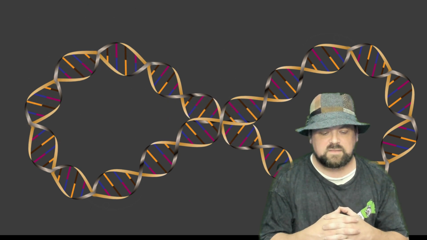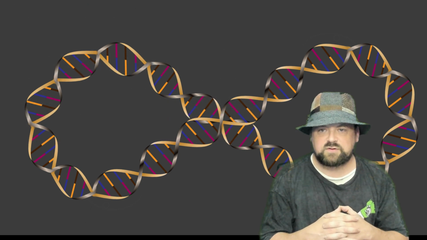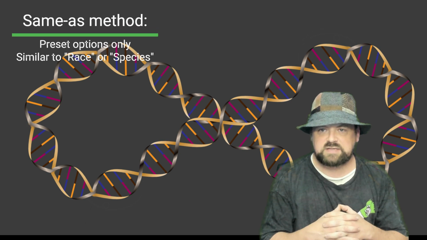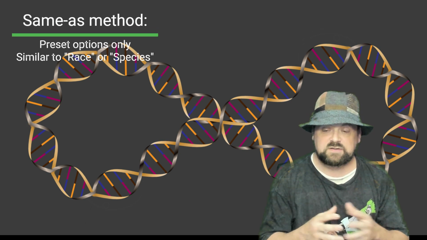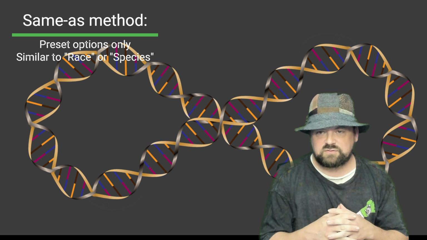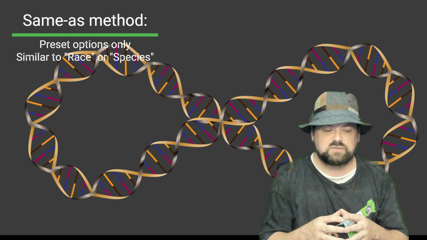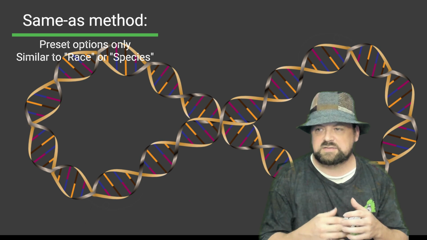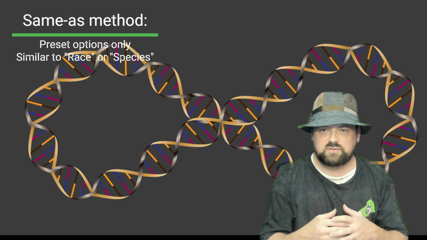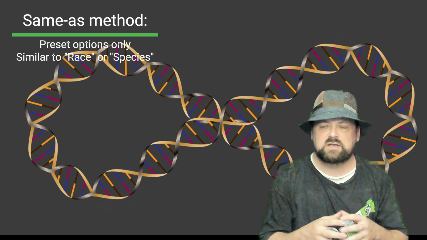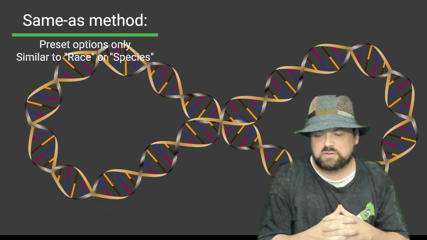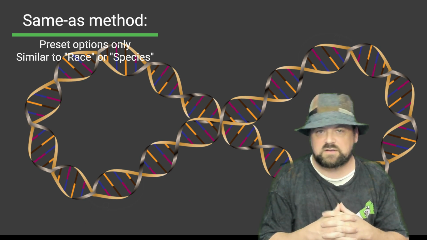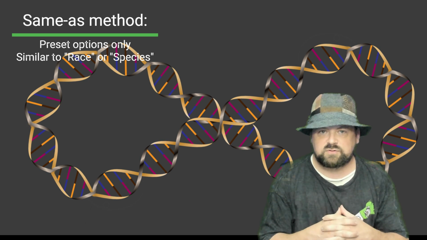So the three methods that come to mind, the first is what I call same as. Now, same as is the same as other role playing games in that you use gene mod lines in place of like races or species. So in other words, you don't get to pick individual mods. You don't get to pick your skin layer, your deep tissue layer, your bone layer, all these individual gene mods. Instead, you're picking from preset lines like races or species in a normal role-playing game like D&D or Pathfinder.